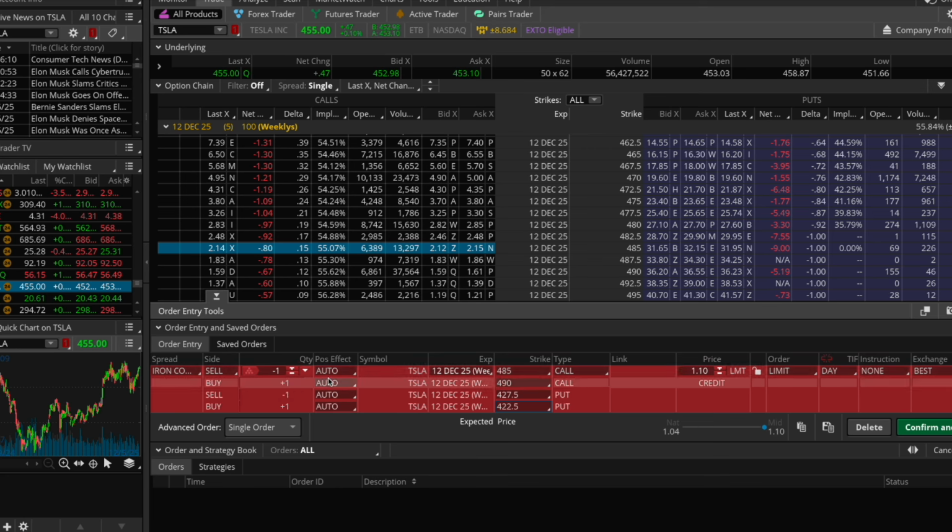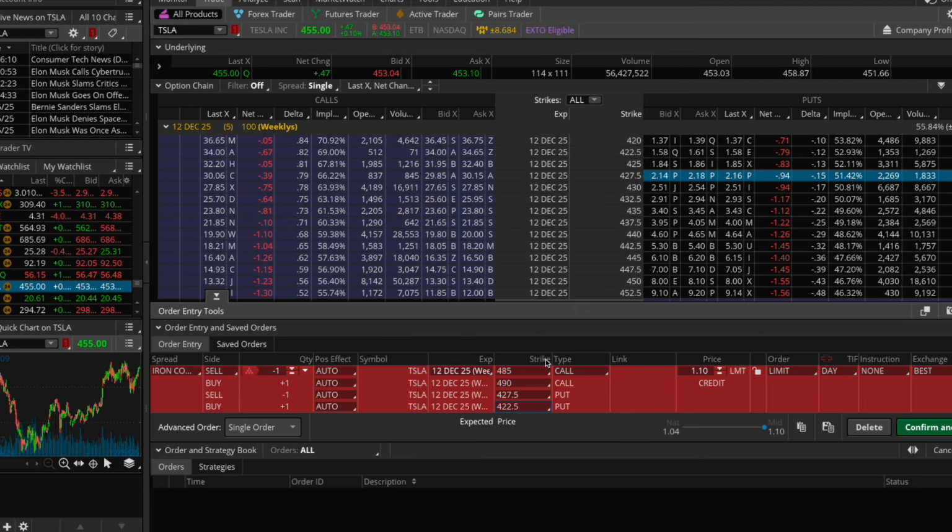So my calls are listed at the top, and Tesla is trading at $455 per share. So I'm selling the 485 call and I'm buying the 490 call. That gives us a maximum risk right here of $500. And then at the same time, I'm selling the 427.50 put and I'm buying the 422.50 put. And that also gives us a maximum risk of $500.